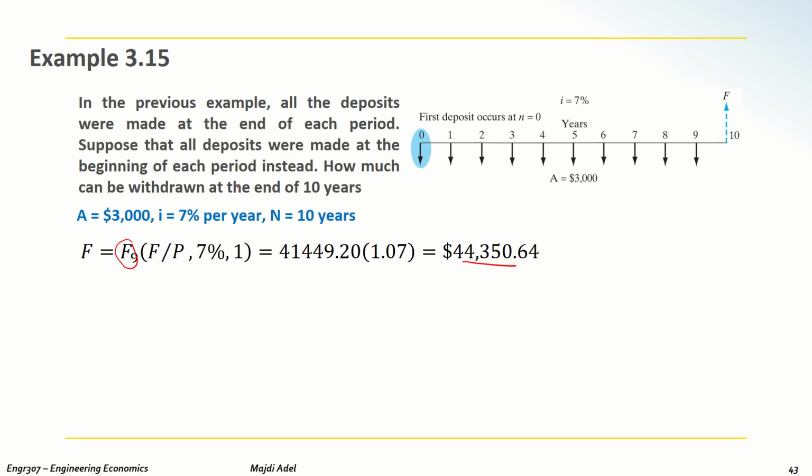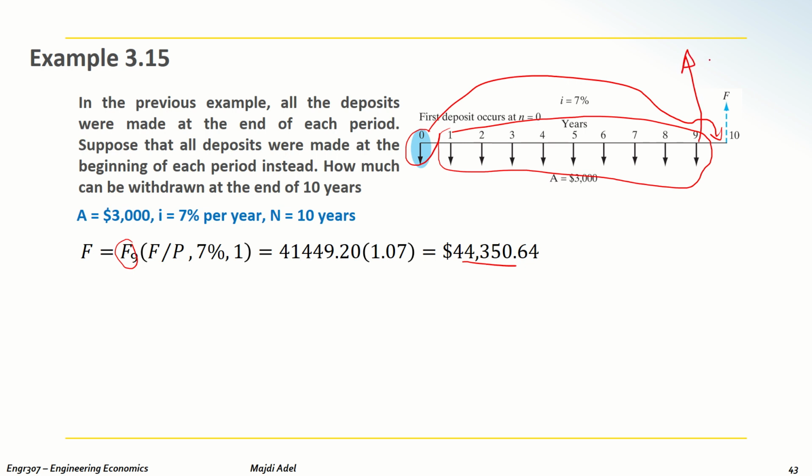For this transaction at n equals 0, I need to find its future value at n equal 10. And for this part of the transaction, I can find its future value at n equal 9 and then compound it till n equal 10. So the future value in equations is going to be 3000. Calculate F, I'm going to treat it as single payment cash flow.